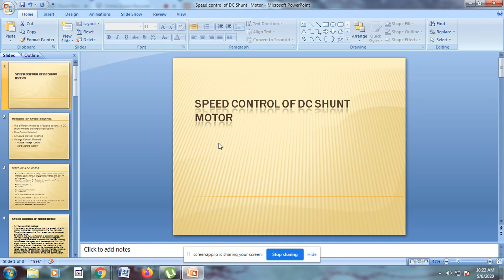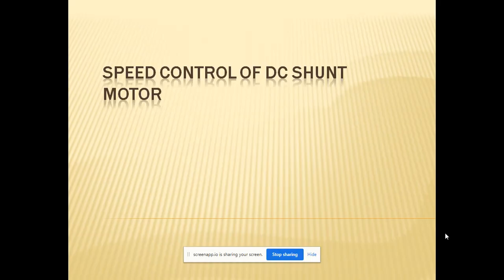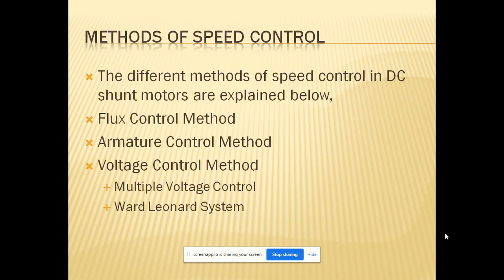Today we discuss speed control of DC shunt motor. First, what is a shunt motor? In a shunt motor, the field winding is connected in parallel with the armature winding. Now we discuss the methods of speed control.